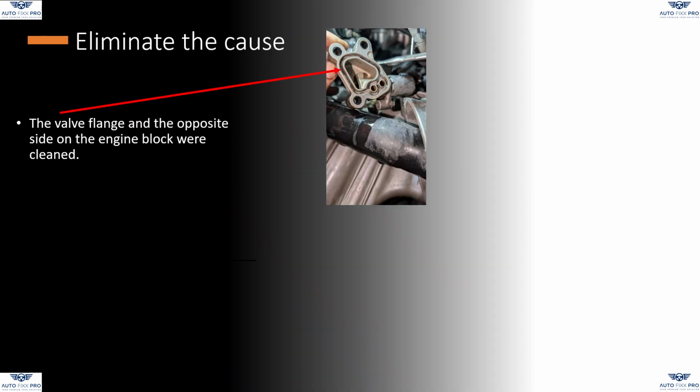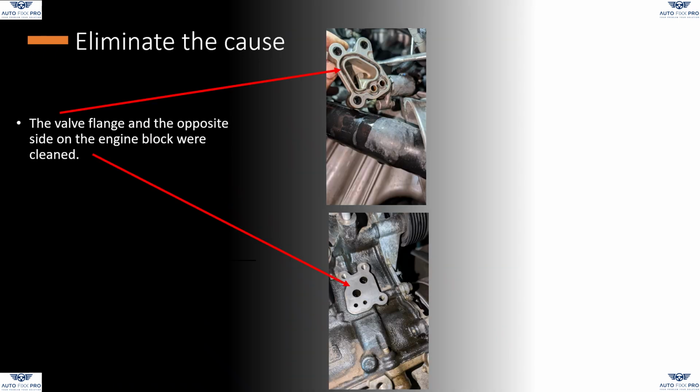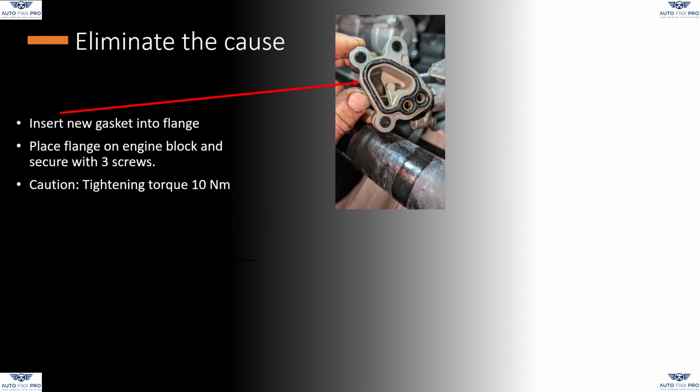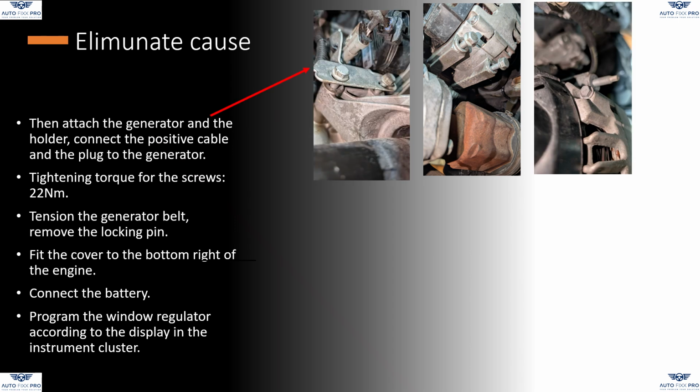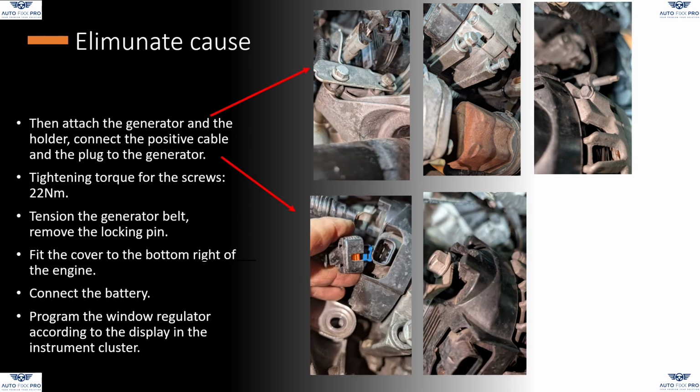The valve flange and the opposite side on the engine block were cleaned. Insert new gasket into flange. Place flange on engine block and secure with 3 screws. Caution: tightening torque 10 Newton meters. Then, attach the generator and the holder. Connect the positive cable and the plug to the generator.